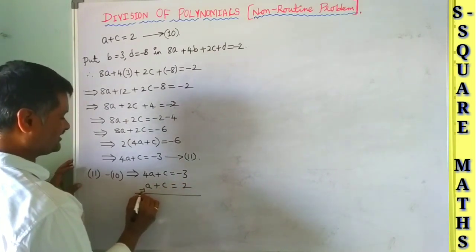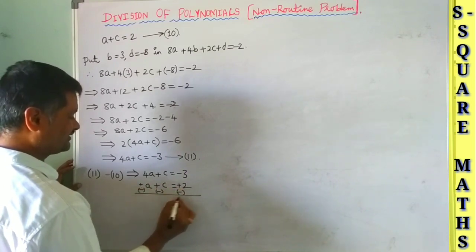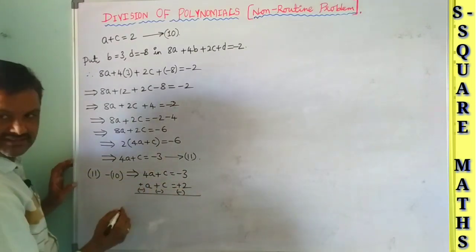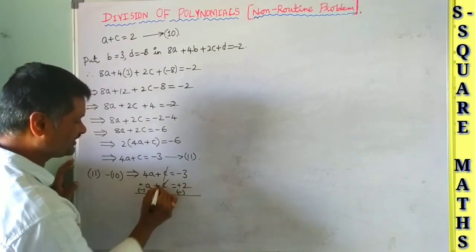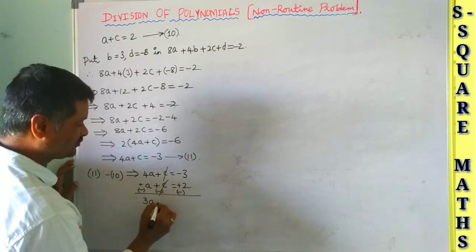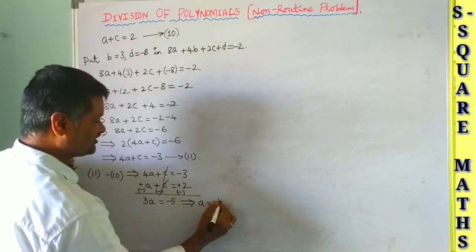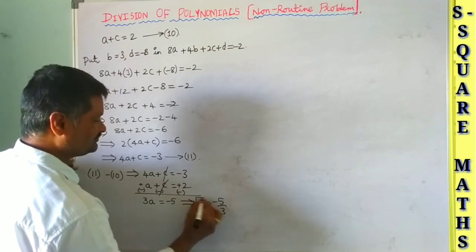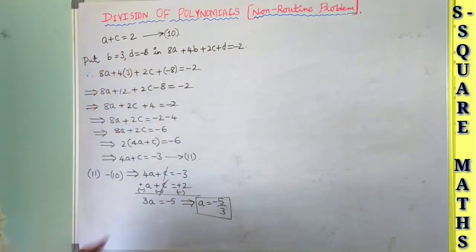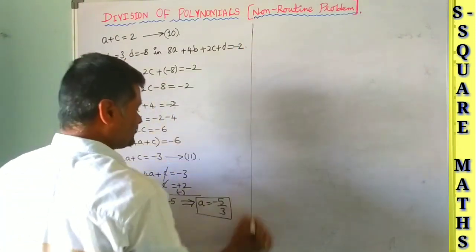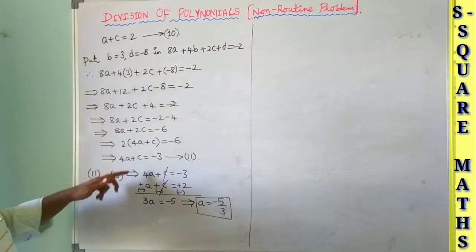Since we are doing subtraction, change the signs. 4A minus 1A gives you 3A, and here it is 0. Minus 3 minus 2 gives you minus 5. This implies A value is minus 5 by 3. So previously we got B and D values, now A value is minus 5 by 3. Substituting the value of A, minus 5 by 3, in equation 10 or 11.